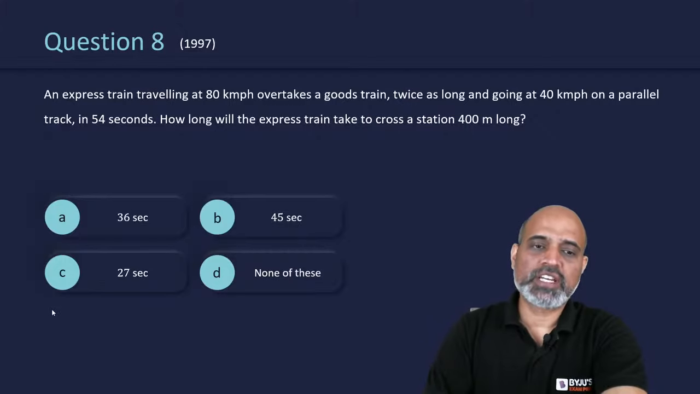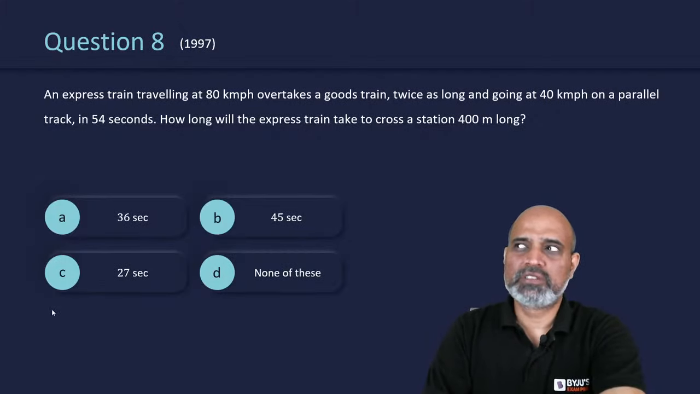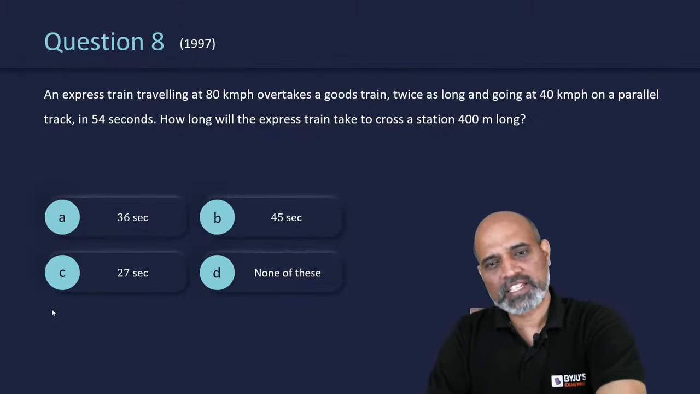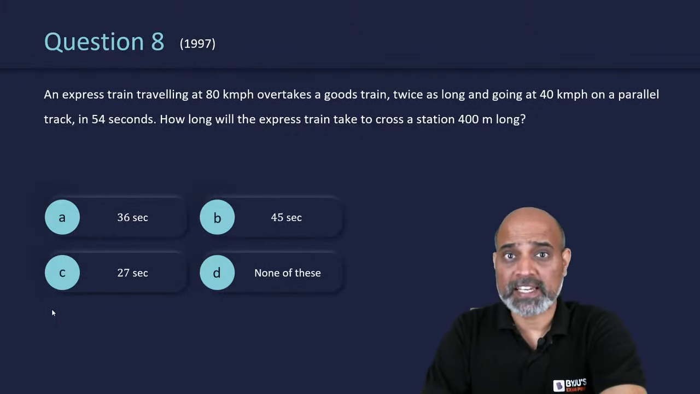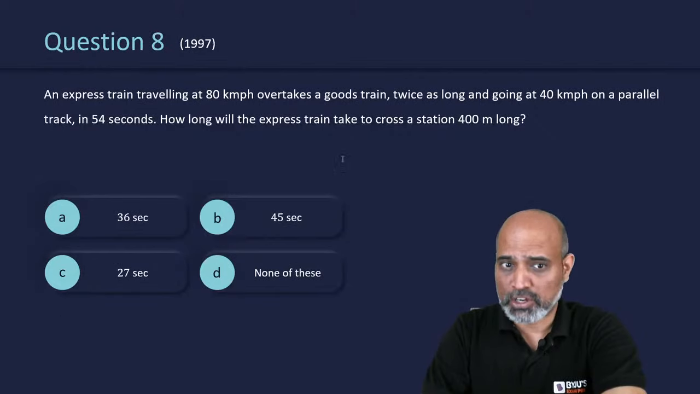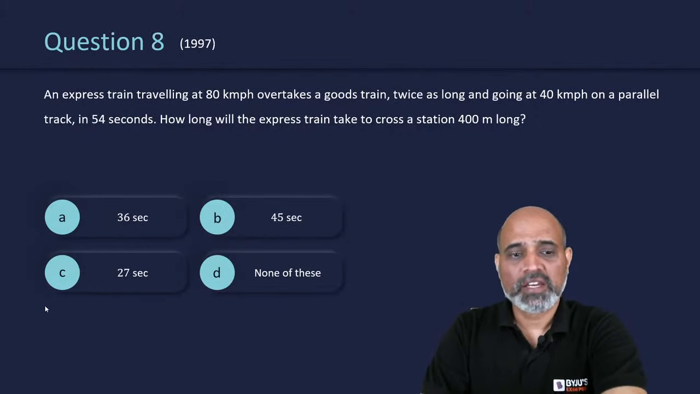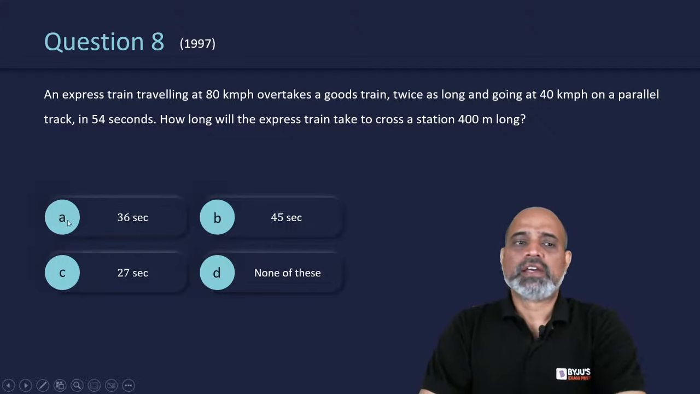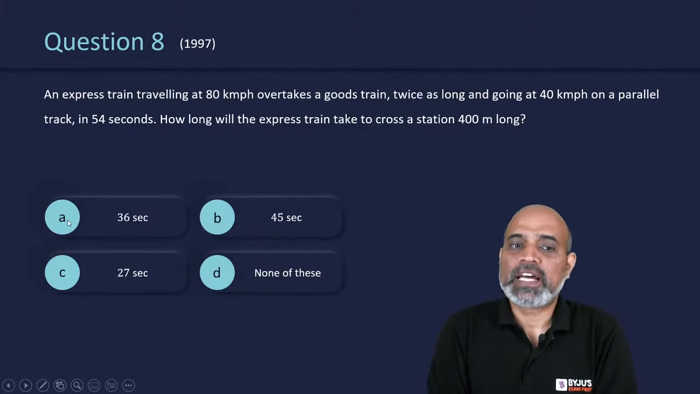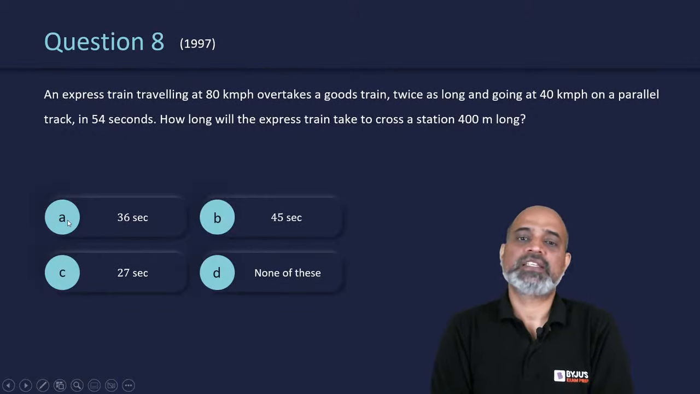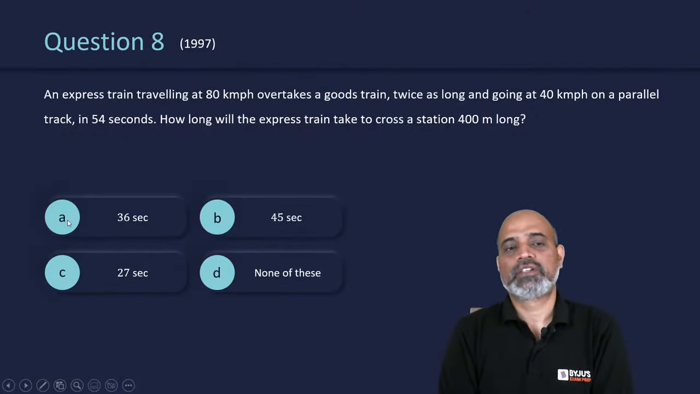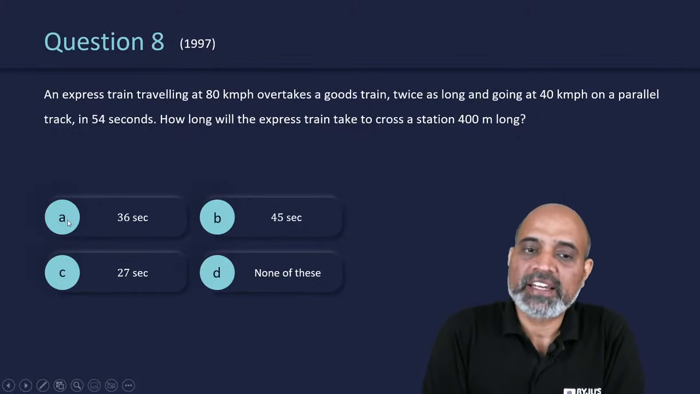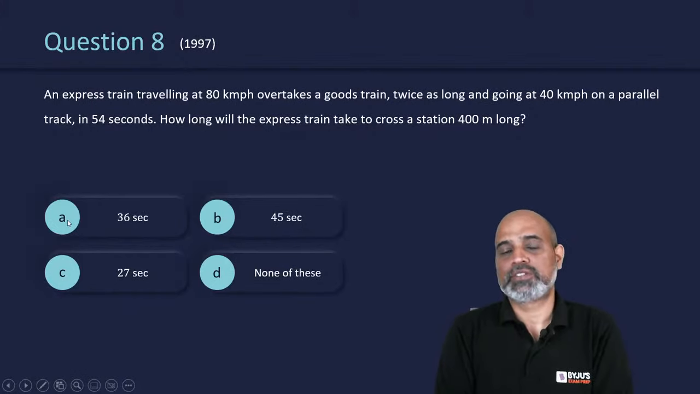So the next question is about an express train. The moment you realize it's an express train, you know it's a TSD question. If you look at the options, we have seconds as well, and kilometer per hour also in the options. An express train traveling at 80 km per hour overtakes a goods train twice as long going at 40 km per hour on a parallel track in 54 seconds. How long will the express train take to cross a station 400 meters long?